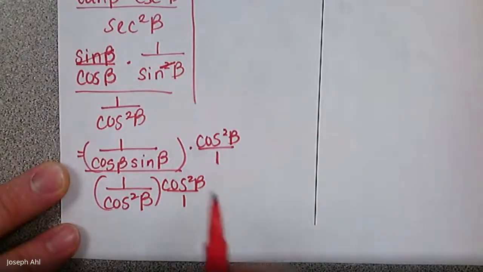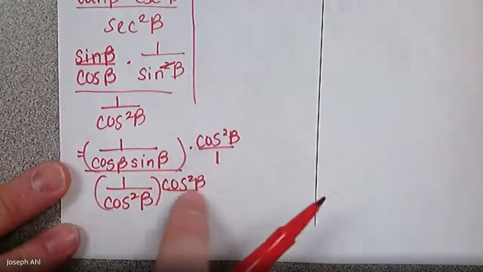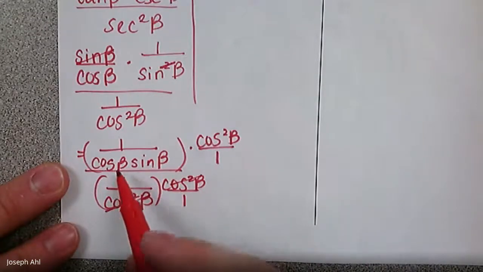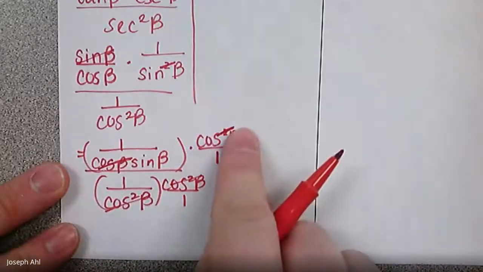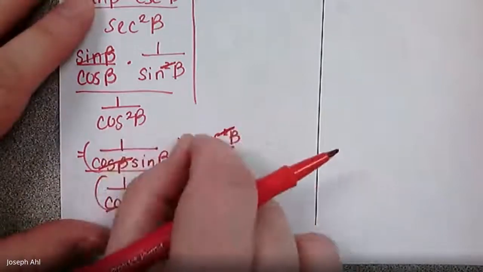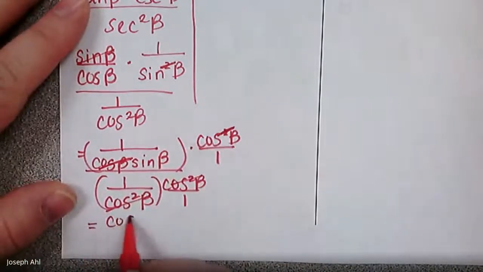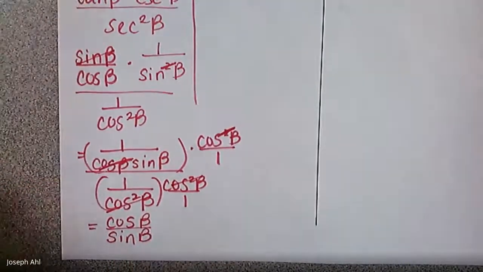Okay. This is a legal move. I'm multiplying the top and the bottom by the same thing. So that's like multiplying the overall fraction by 1. The cos squareds would cancel. Great. What's going to happen up on the top? Well, on the top, this cos would cancel with one of those coses. So when I think about what's left over, you're going to multiply the tops and multiply the bottoms. What is that equal to? Cosine beta over sine beta.